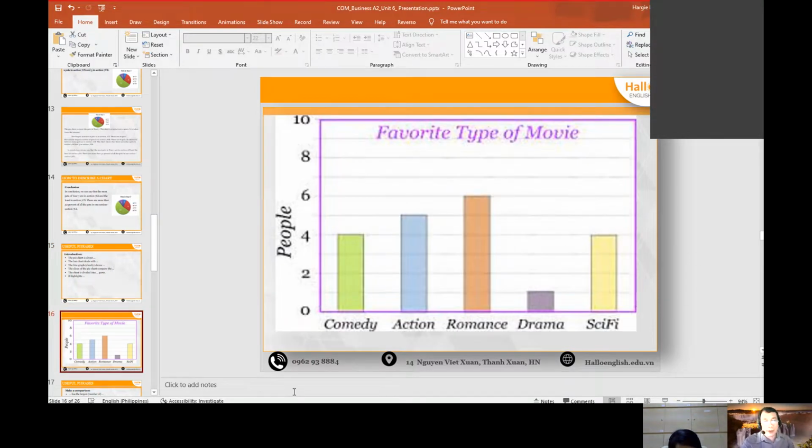Okay, look at this one, Toy. So one example of a bar graph would be like this. We have the title, favorite type of movie. Now we have here comedy type, action type, romance type, drama type, and sci-fi.